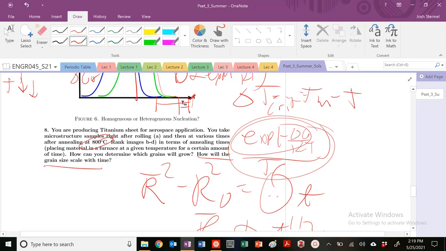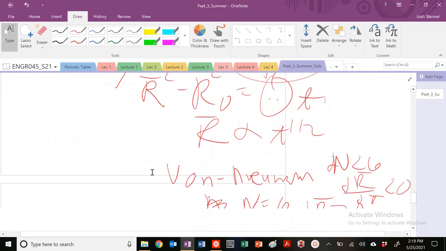How will it scale with grain growth? How does grain size scale with time? Basically r bar to the 1/2. How can you determine which grains grow? Von Neumann principle. And we need to rank them in terms of annealing times.